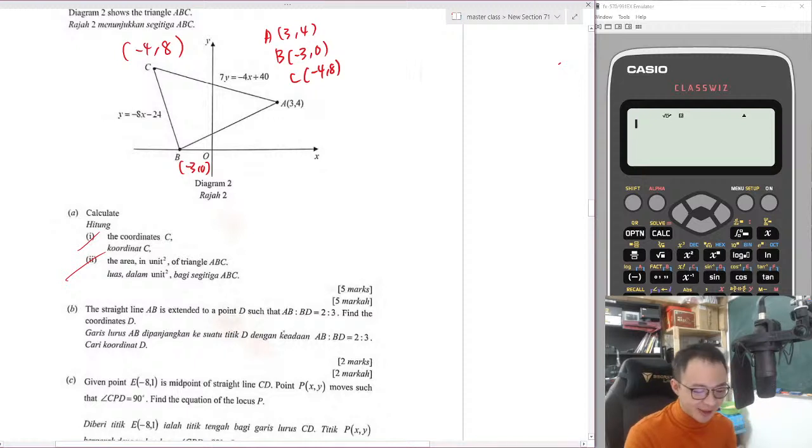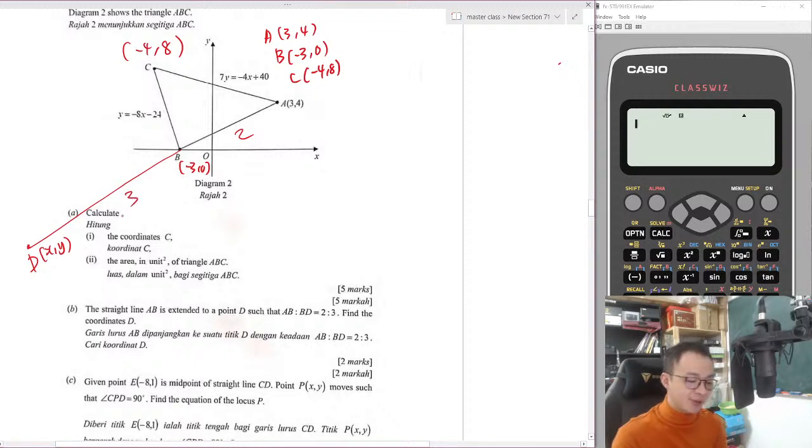Okay, so right now they say AB is extended to D. So somehow it extends to the D here. I don't know where the D is here, but I need to find the D, which I call XY. So the ratio for AB is 2, BD is 3. Okay, so we have something like this. Then it asks us to find the coordinate. This one we just use the formula. I'm not sure you still remember the formula or not. It's sort of like this.